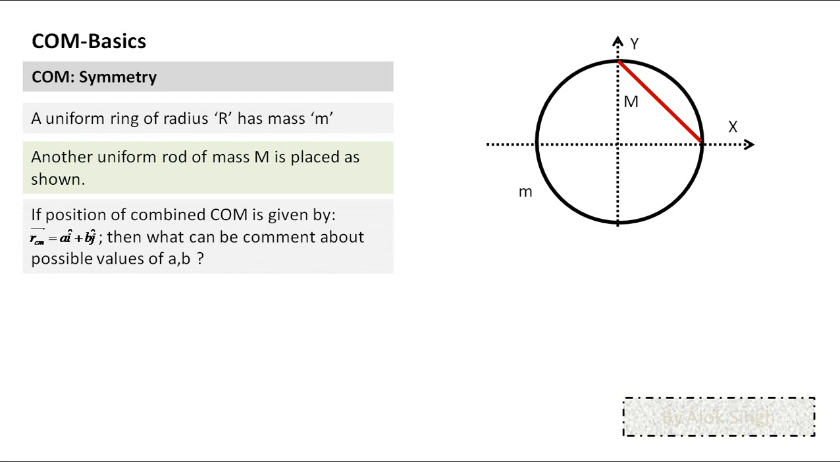And if the position of the combined center of mass is given by the vector a i cap plus b j cap, or the coordinates of the center of mass are (a, b), then what can we comment about possible values of a and b? What are the possible statements we can make about a and b? So think for a while. What comes to your mind about possible values of a and b? Is it range, relationship between a and b, sign, anything?